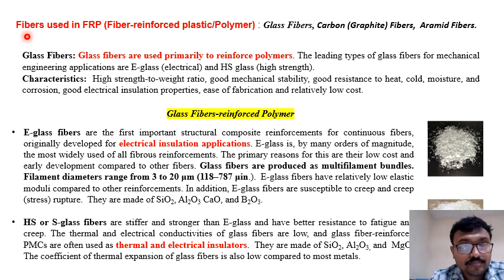Next one, fibers used in fiber reinforced plastic or polymer. Examples: glass fiber, carbon or graphite fiber, and aramid fiber. Glass fibers are used primarily in reinforcing polymers.